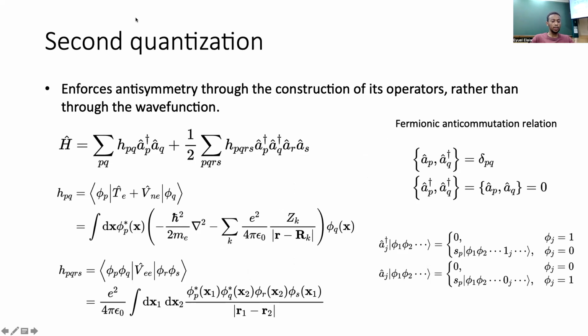So let's see about the second quantization formulation. In the second quantization formulation, we describe the Hamiltonian that we saw in the previous slide in terms of the creation and annihilation operators. And here, the antisymmetric property is enforced on the construction of the operators rather than the wave functions. So we designed the annihilation and creation operators in a way that they satisfy this antisymmetric, fermionic anti-commutation relation.